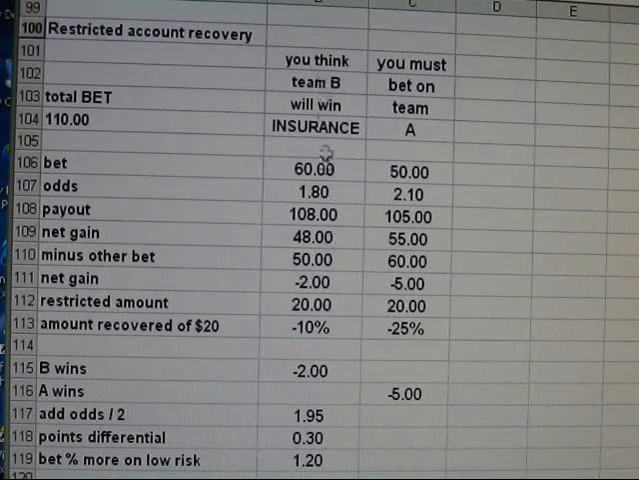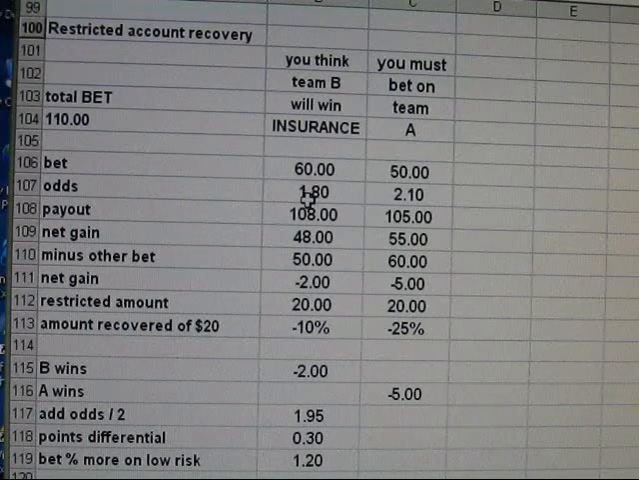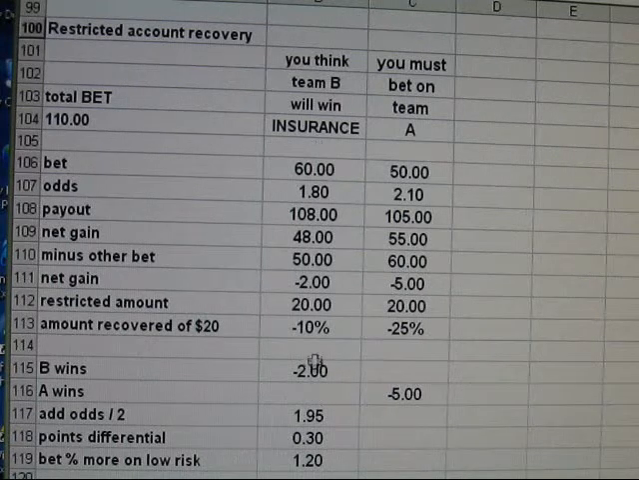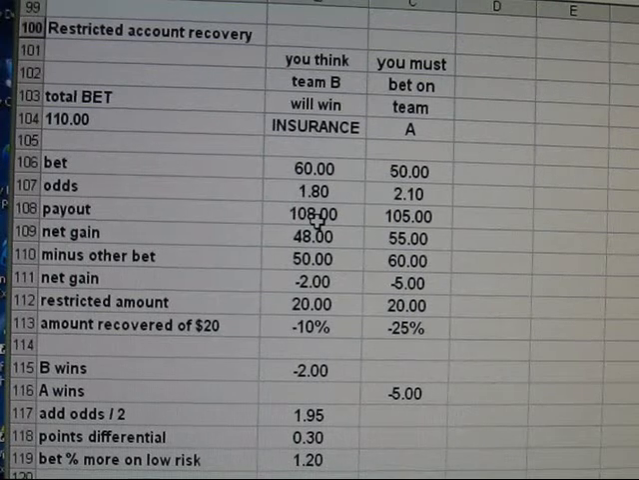By betting on the other team, which is your insurance bet, if the other team wins, and they should, because the odds are lower on the payout, so the lower payout team in probability will win. If that happens, you are going to lose $2. Again, it's not a problem, because we're not trying to actually win here. We're simply trying to take the money that's in restricted and put it back into your real account as much as possible. If you knew that someone had 20, would you be willing to give up 5 to get the 20? That's the basic idea.